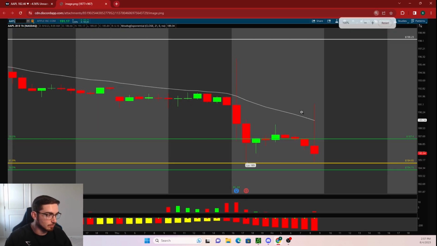The reason being these were 2 Fibonacci levels. As you can see, 61.8% retracement, 50% retracement.